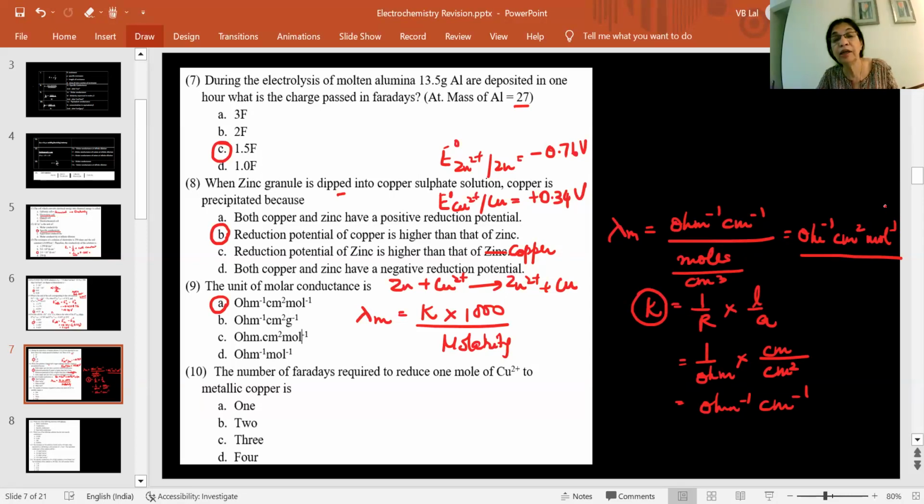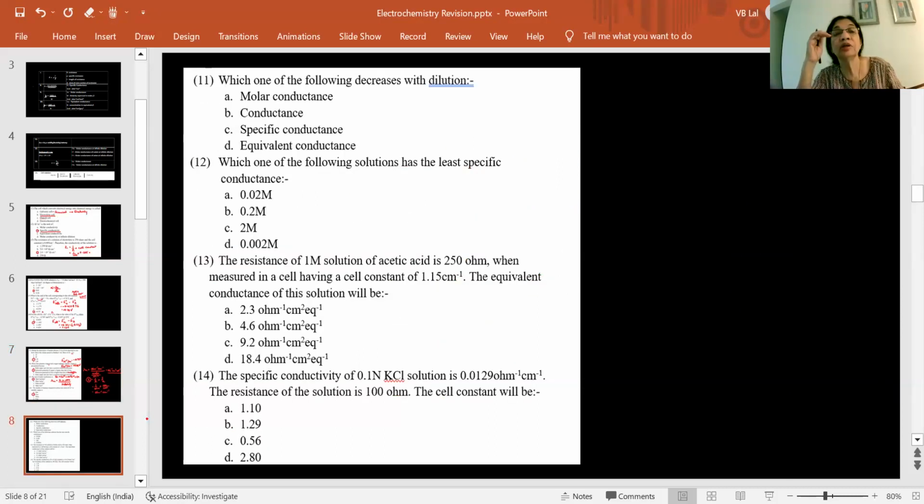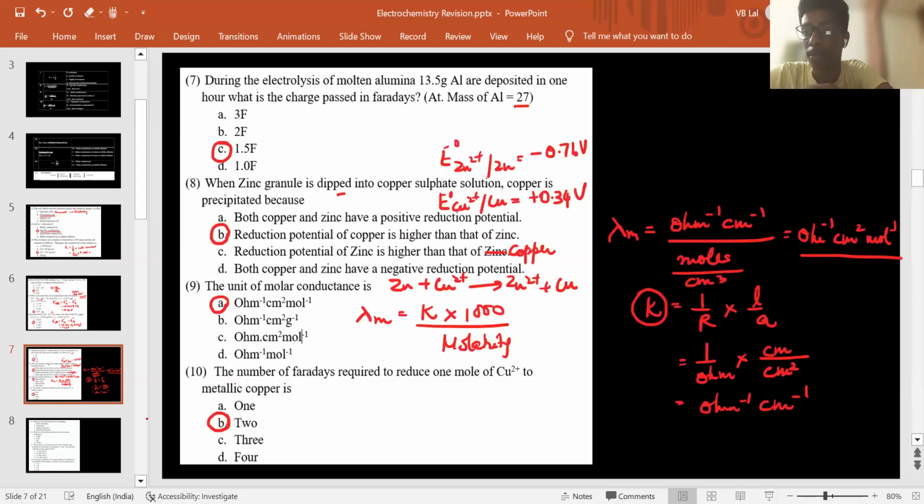The number of Faradays required to reduce 1 mole of Cu2+ to metallic copper. Now, those who were present in the class yesterday should answer this. Ma'am, two. Answer is 2. Very good. Now let's take the next question. Can you go to the before slide, ma'am? Thank you, ma'am.